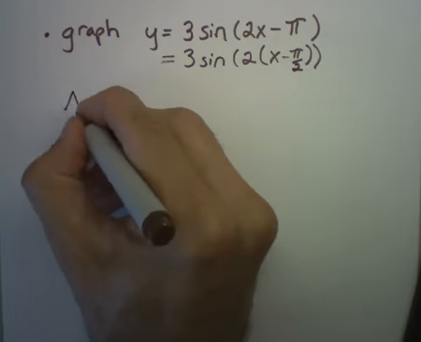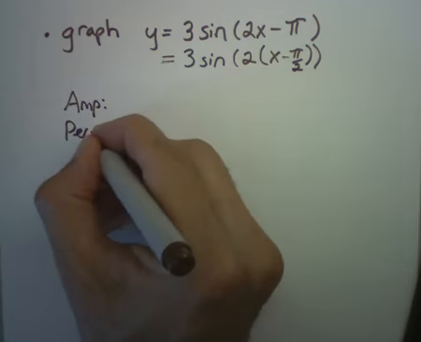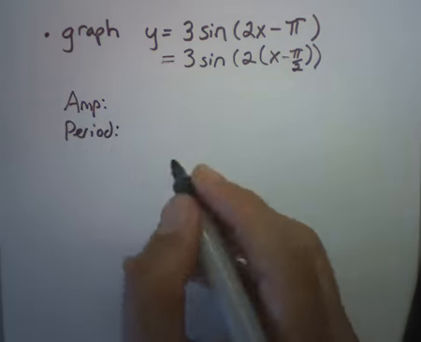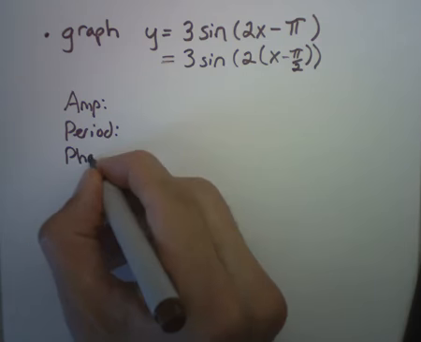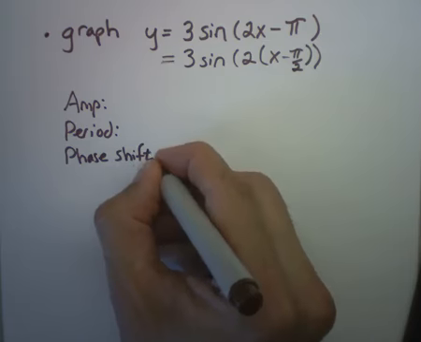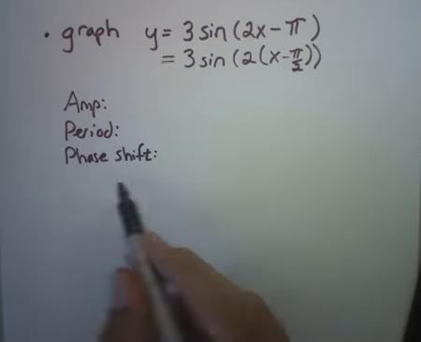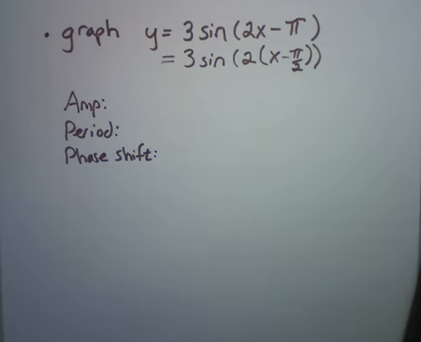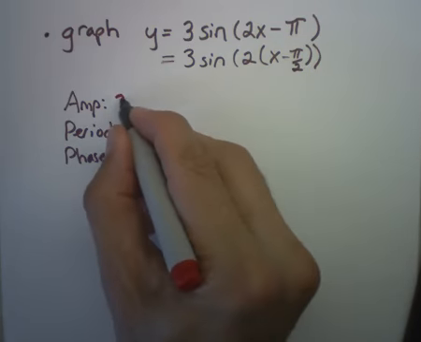So let's talk about amplitude and period and phase shift. Normally I would write vertical shift on here as well, but this one has no vertical shift, so I just won't jot that down. So the amplitude, again, easy to see right there. Amplitude is 3.